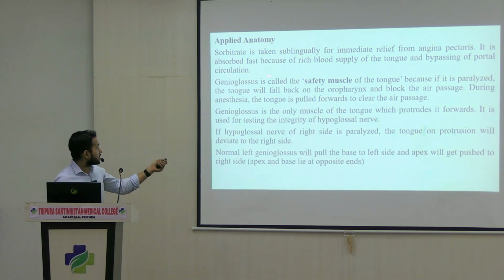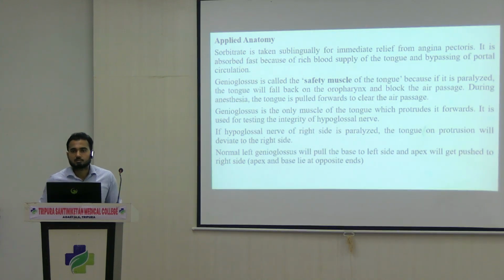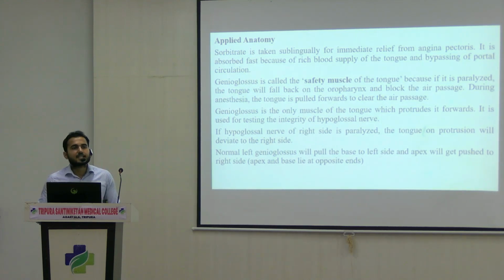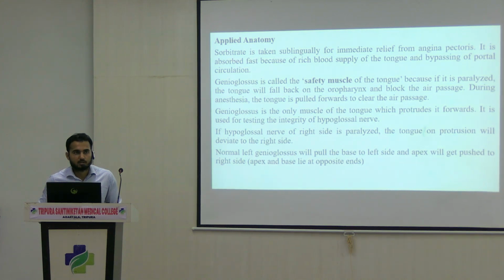Now which muscle is this? Genioglossus, extrinsic or intrinsic? Extrinsic muscle. So Genioglossus is called the safety muscle of the tongue. That day I showed you the origin and insertion of the extrinsic muscles. So Genioglossus muscle is called the safety muscle of the tongue. Why is it called the safety muscle of the tongue? Any idea?